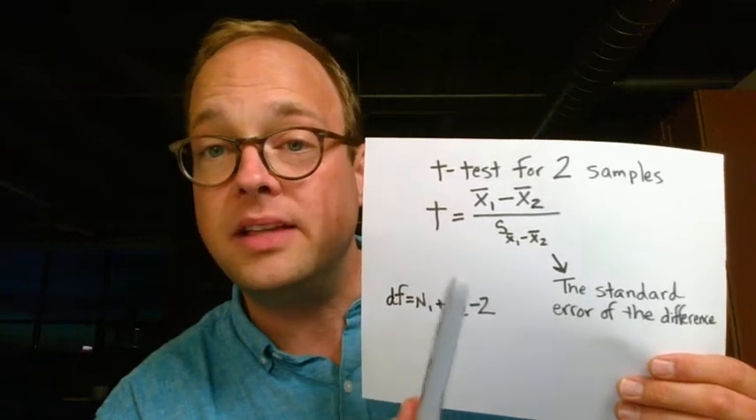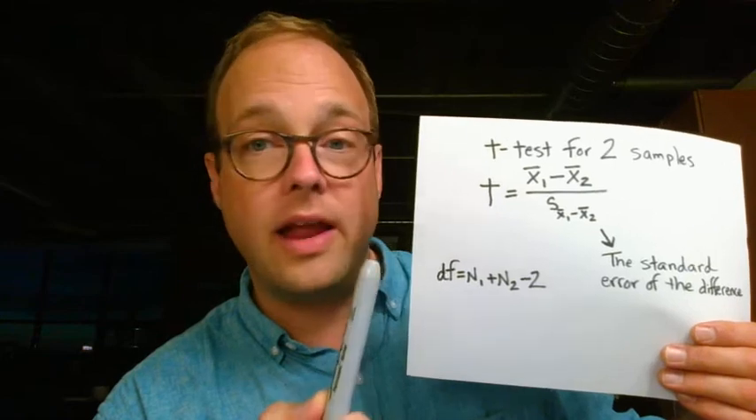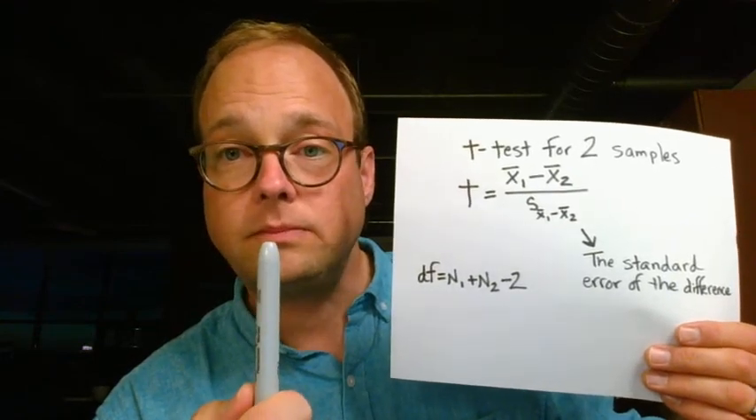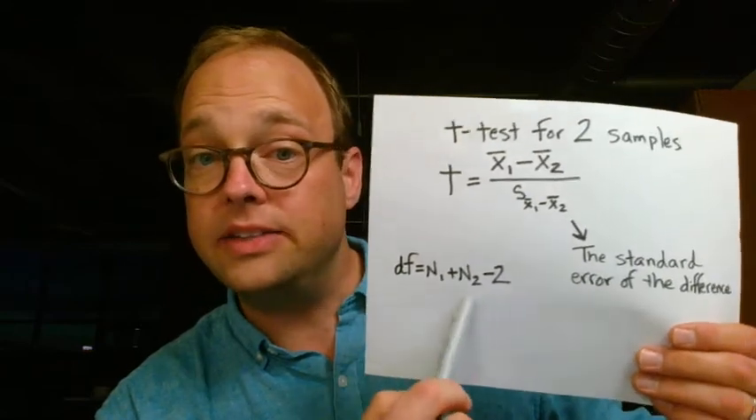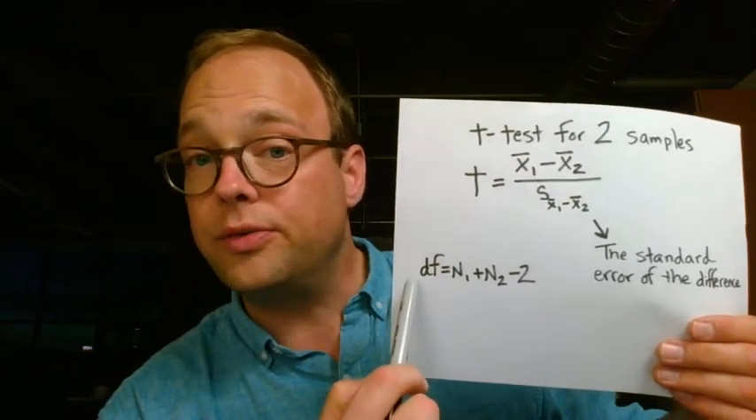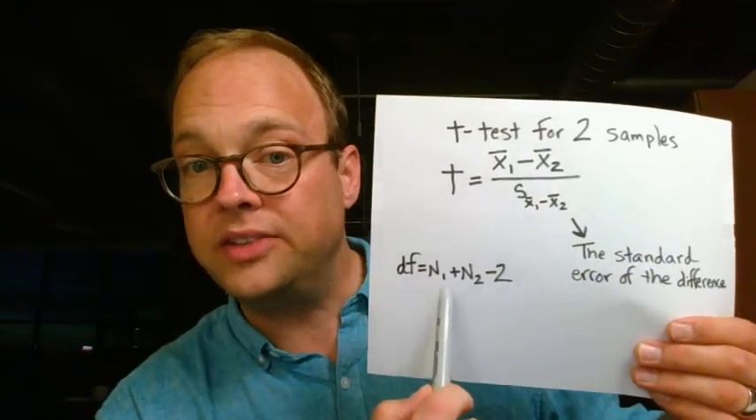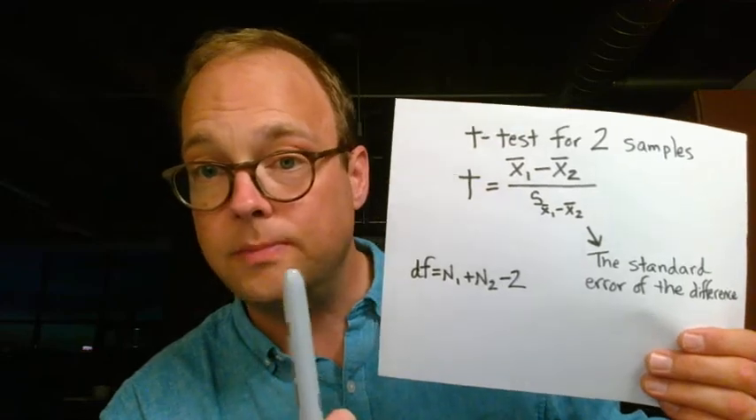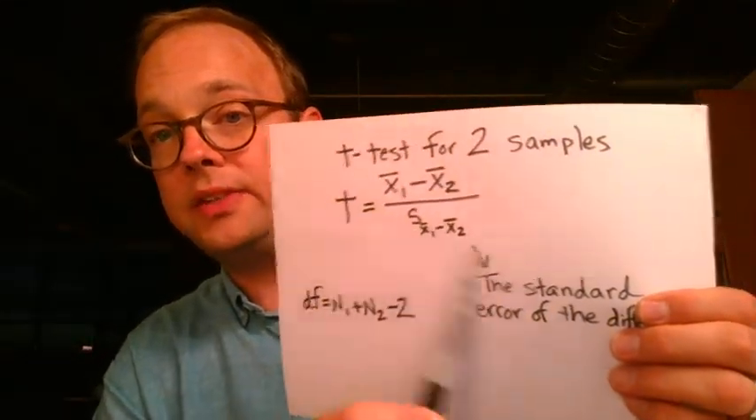But again, what that means is that you're simply taking two measures of standard error into account. The other difference you need to keep in mind is the calculation of the degrees of freedom. DF for a t-test for two samples equals n sub 1 plus n sub 2 minus 2. That's it. I will return by discussing a little bit more about this value here and how to calculate it.